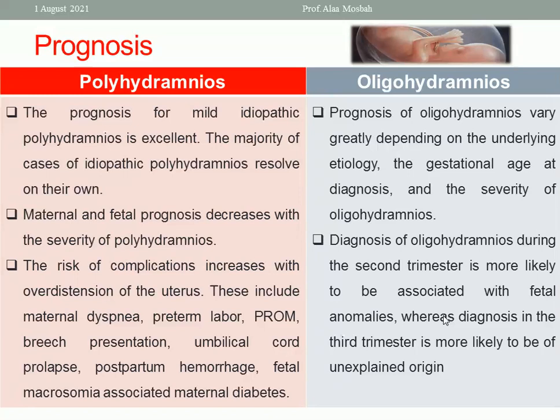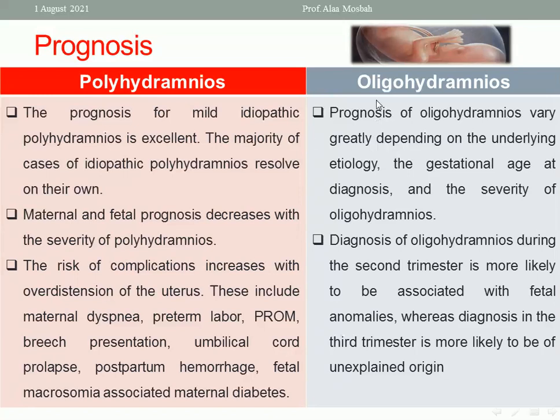You should know that maternal and fetal prognosis decreases, or becomes worse, with the severity of polyhydramnios. Okay? And also, the earlier the polyhydramnios, the more severe and the worse the prognosis, and the acute one is more dangerous than the chronic one.